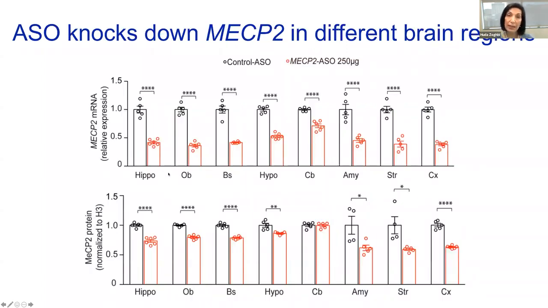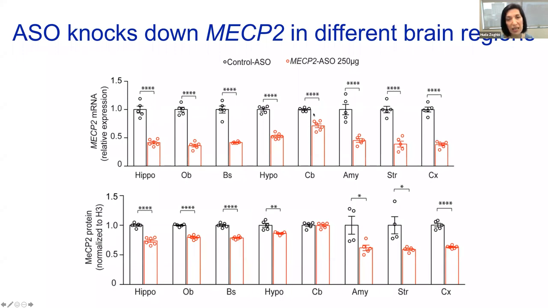And now we ask, okay, now that it got to all parts of the brain, do we lower the RNA? Do we lower the protein? So we put the level here at 1. Of course, these are duplication mice, so they have twice normal. And you see we can normalize it in all brain regions.